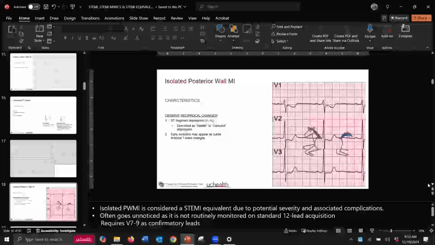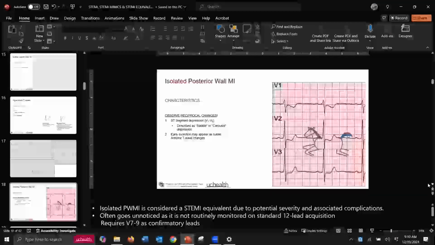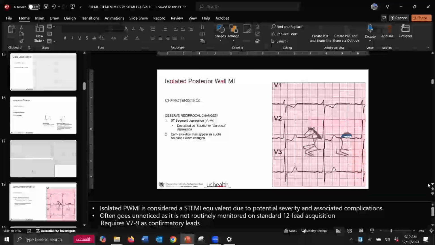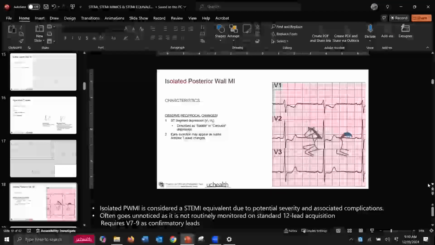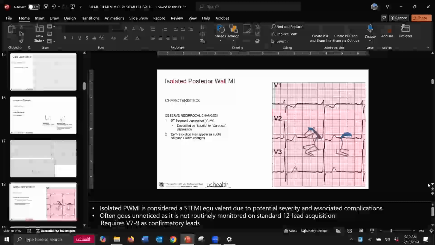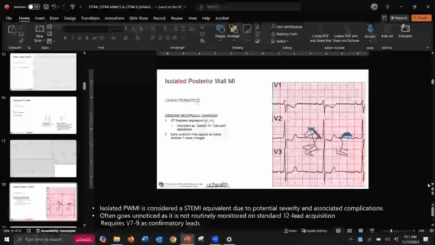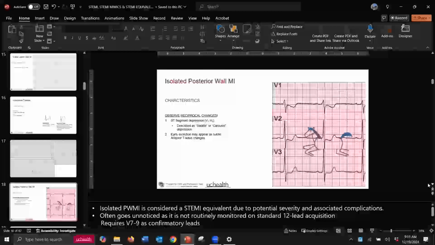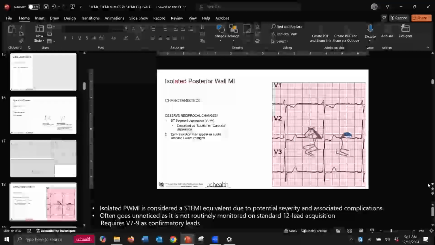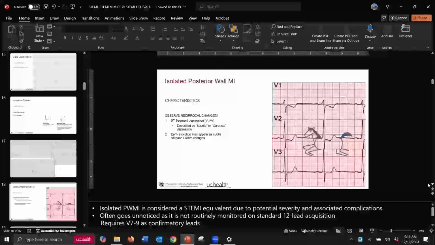Okay, so we call this carousel or saddle depression. And that's why I drew the cute little pony in V2, because that's saddle depression. It looks like you can sit in it and ride it, right? It looks like a carousel horse. There's no other ST elevation. It doesn't meet STEMI criteria. So therefore it's not a STEMI.